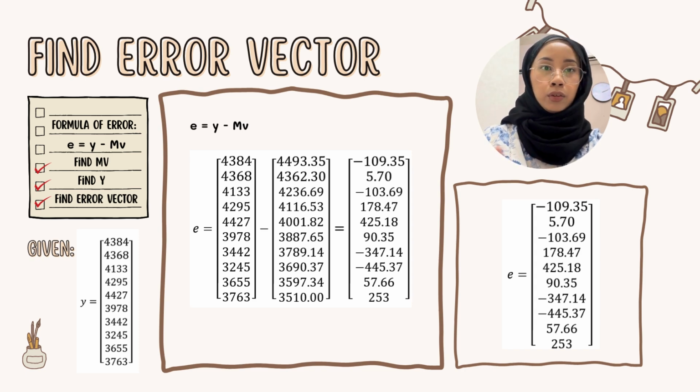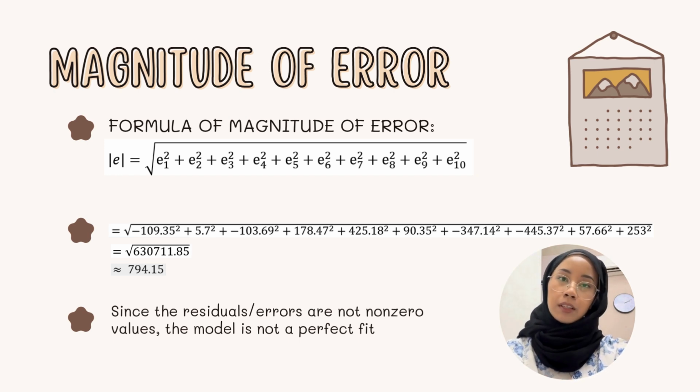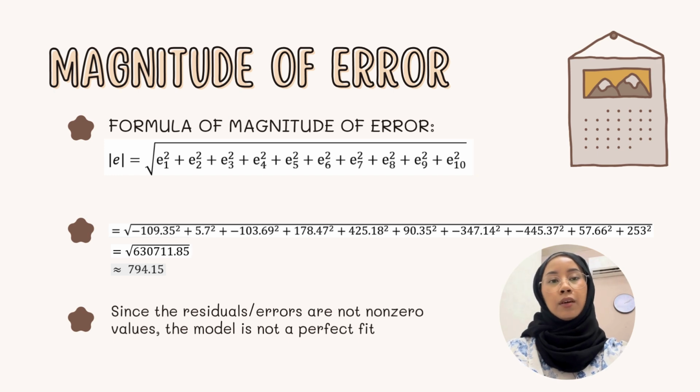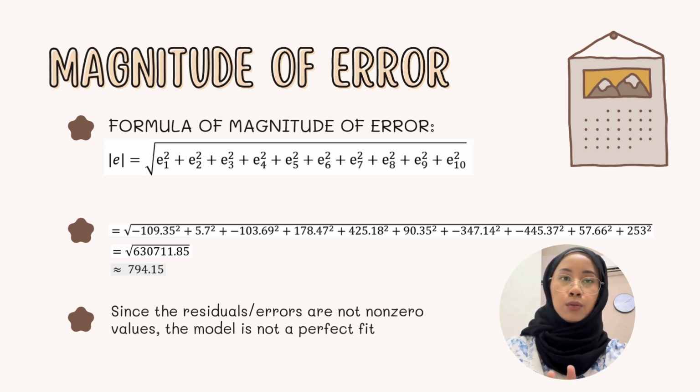Now let's evaluate the overall fit for our model by calculating the magnitude of error. The formula is the square root of the sum of squares of all the individual error values. Mathematically, it looks like this. After substituting in all the error values and performing the calculation, we get a total error magnitude of approximately 794.15. This result tells us that our model is not a perfect fit since the error values are not zero. However, depending on the context, this level of error might still be acceptable for identifying the general trends.